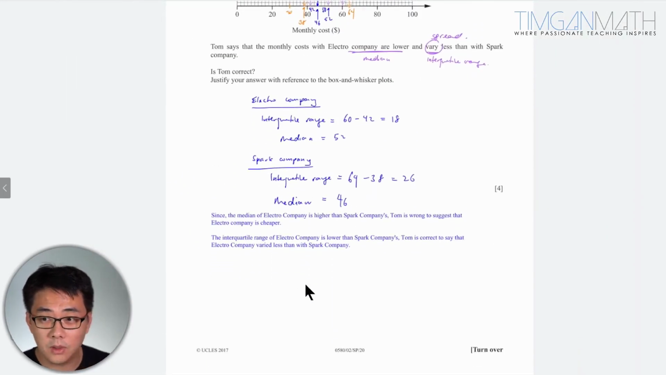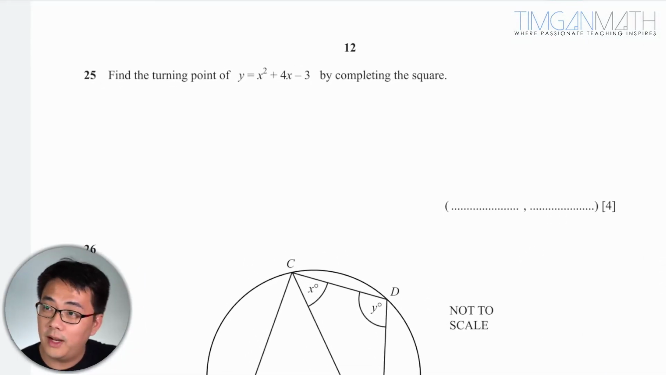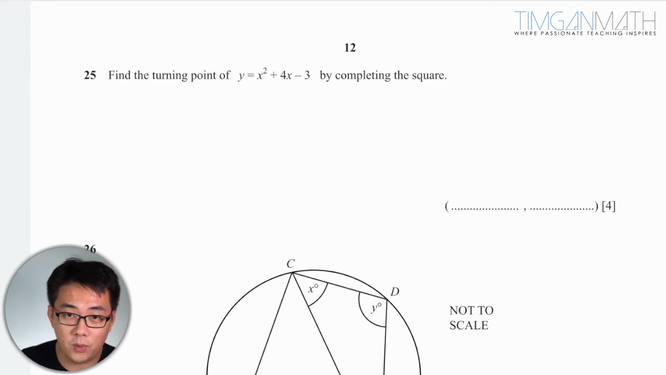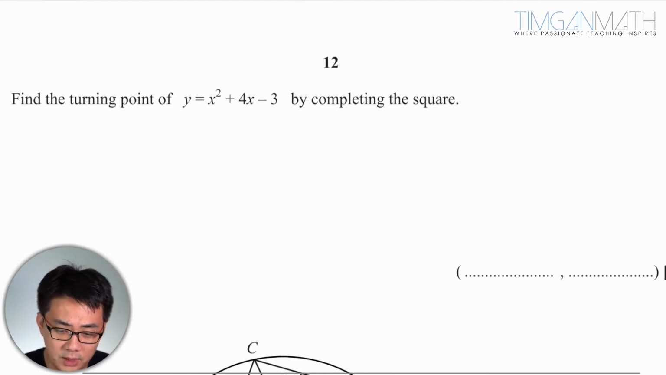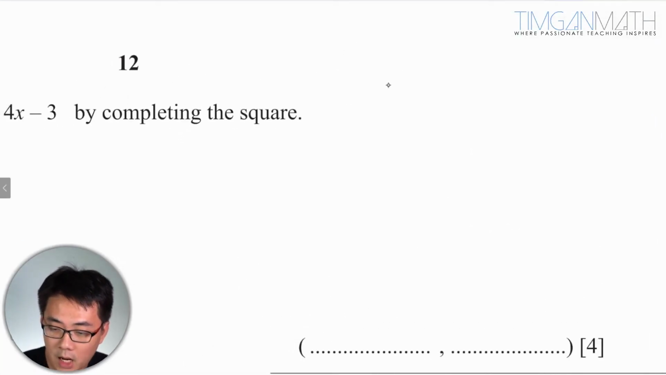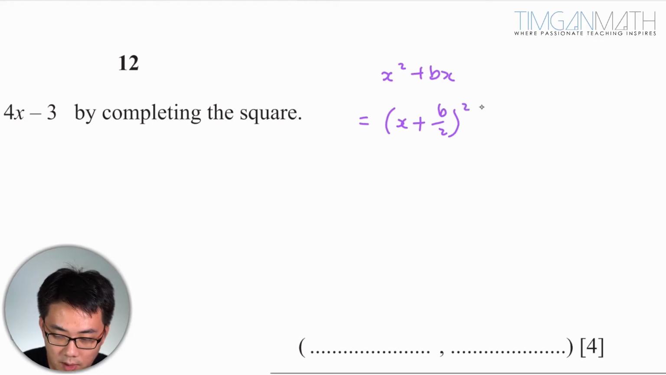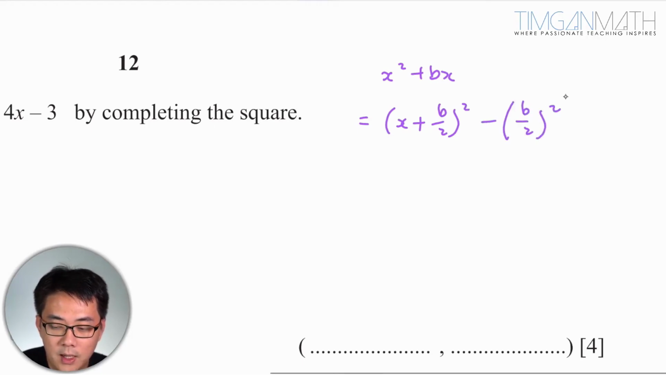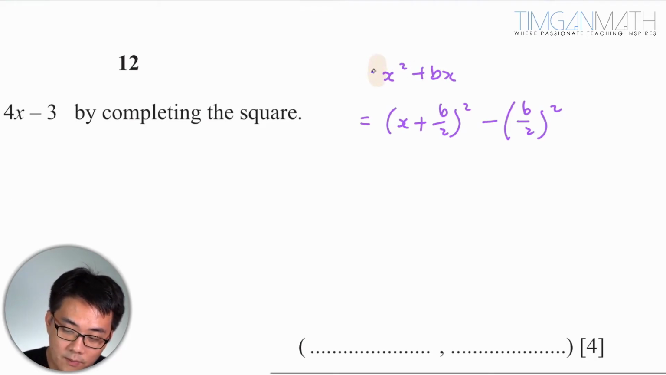So let's look at how we can do the next one. Let's look at question 25, completing the square. Find the turning point of y equals x squared plus 4x minus 3 by completing the square. Now, completing the square formula, this is what I'll use. I'll typically just write down x squared plus bx, and this will just be x plus b over 2 square minus b over 2 square.